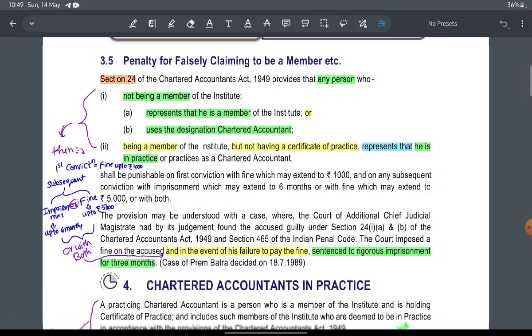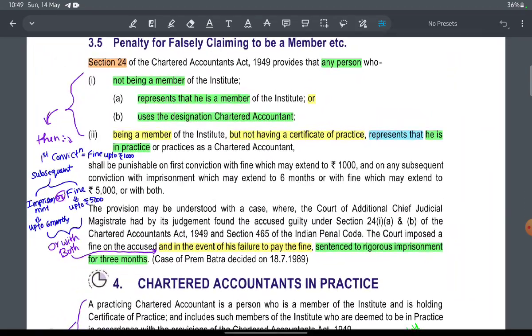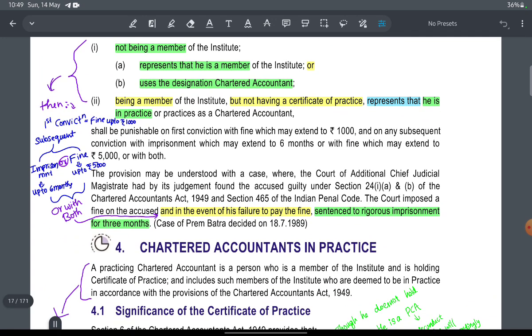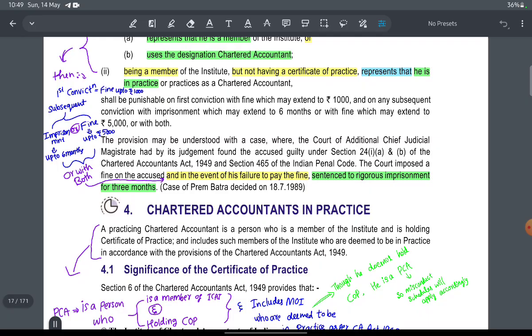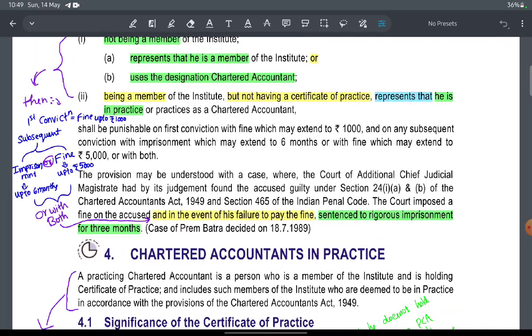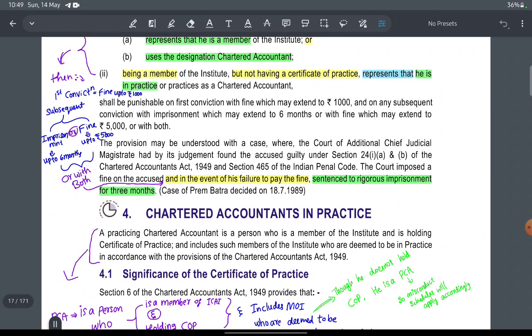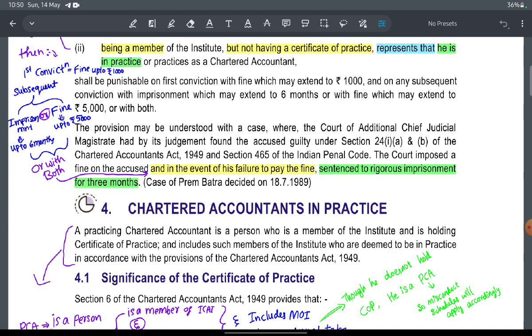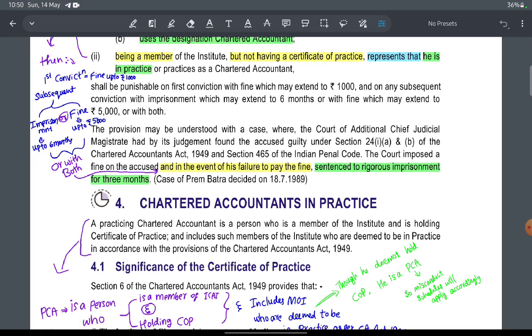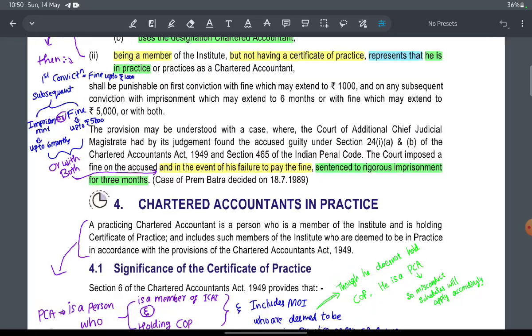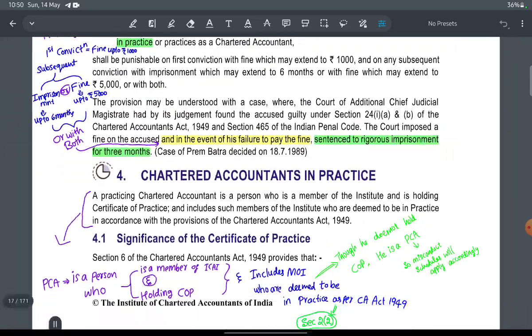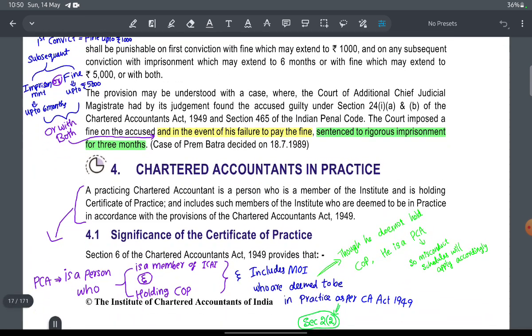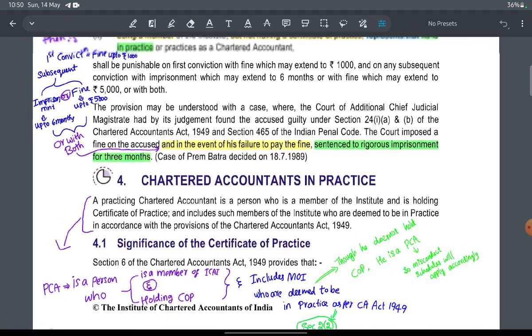Then penalty for falsely claiming to be a member, etc. Section 24. Any person who is not a member of the institute, represents that he is a member of the institute, or uses designation as chartered accountant, or a member not having a certificate of practice, represents that he is in practice or practices as chartered accountant. Then on first conviction, fine is up to rupees 10,000, and on subsequent conviction, imprisonment which may extend up to 6 months, or with fine which may extend up to rupees 5,000, or with both. And in the event of failure to pay fine, he will be sentenced to rigorous imprisonment for 3 months.